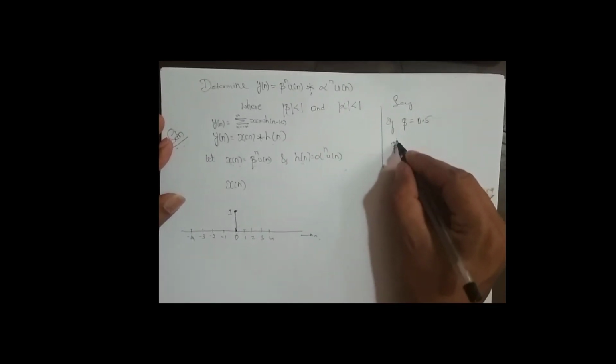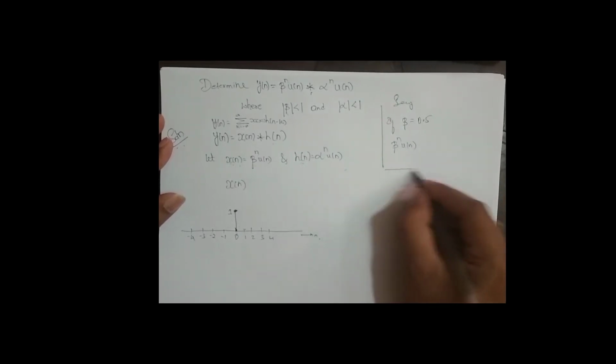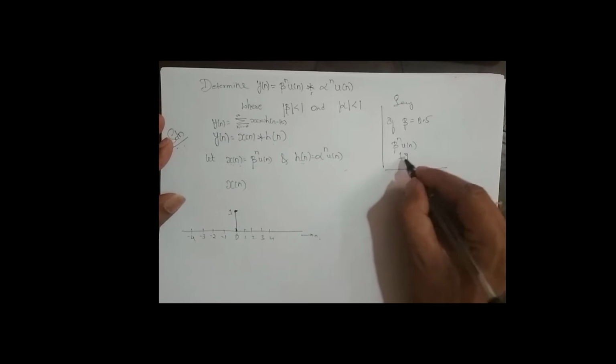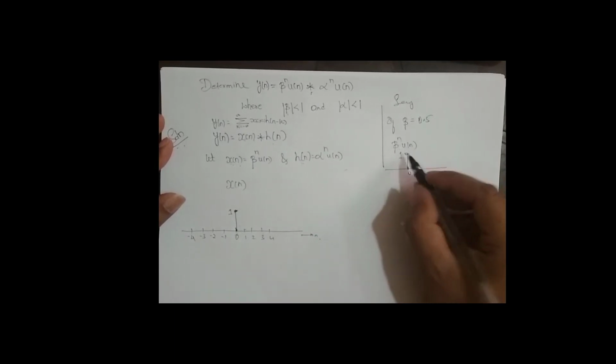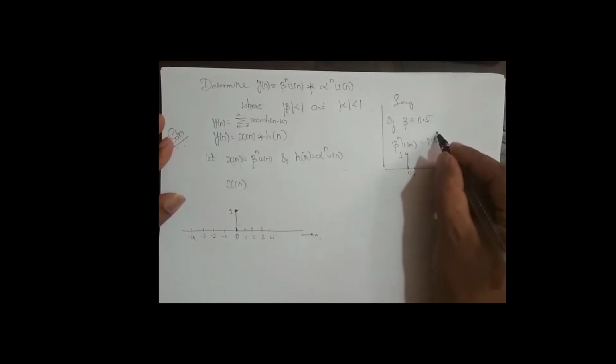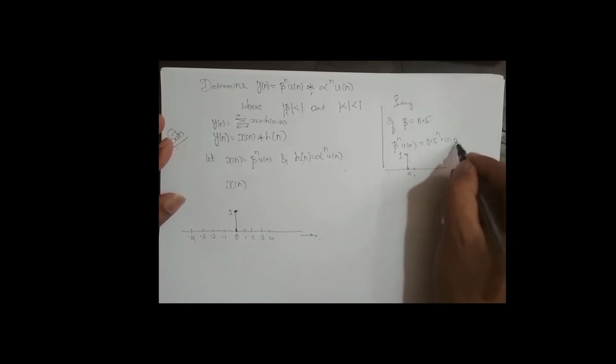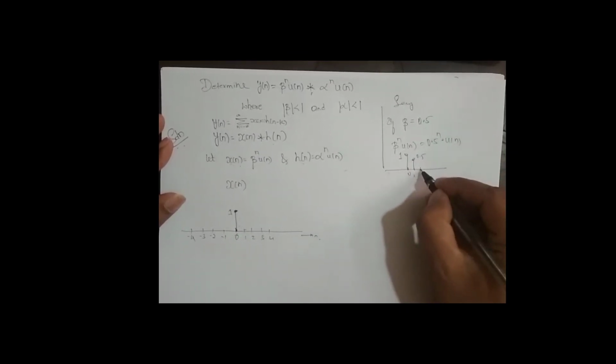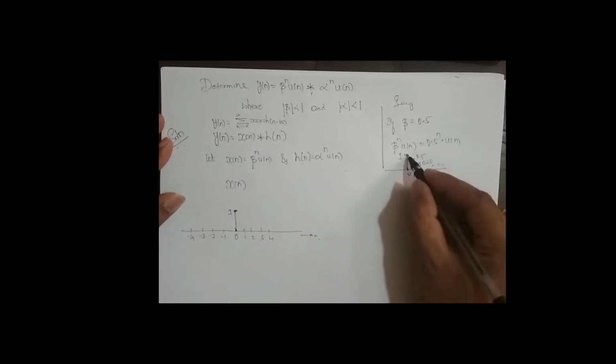So beta to the power n u of n is nothing but 0.5 power n u of n. When n is 0, it is 1. When n is 1, what is 0.5 power 1? It is 0.5. When n is 2, what is 0.5 power 2? 0.25, and it goes on. So basically it's an exponentially decreasing sequence.